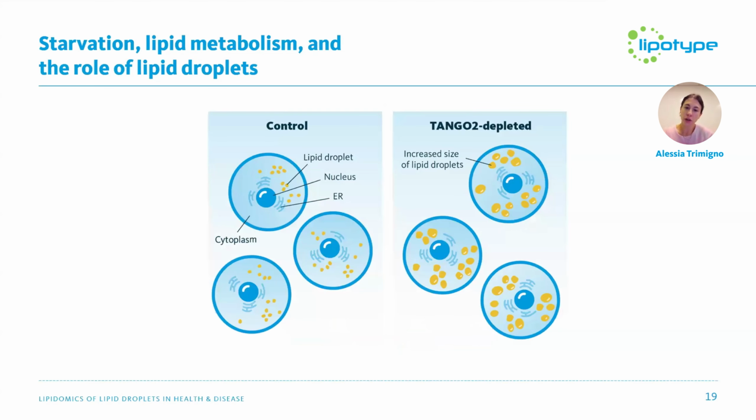So the first thing that the authors wanted to understand is where TANGO2 is located, and they saw it was in the mitochondrial membrane near the endoplasmic reticulum and also near lipid droplets. And they could also see that in TANGO2 depleted cells, the size of the lipid droplets was increased. So they thought there should be something different in the lipid metabolism of TANGO2 depleted cells.